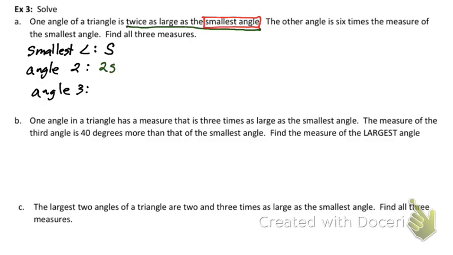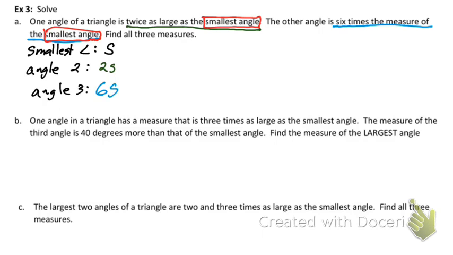Then we go ahead and find that third one when they talk about the third one. It says the other angle is 6 times the measure of the smallest angle. Once again, 6 times means 6 times the smallest angle. So that will be 6S.